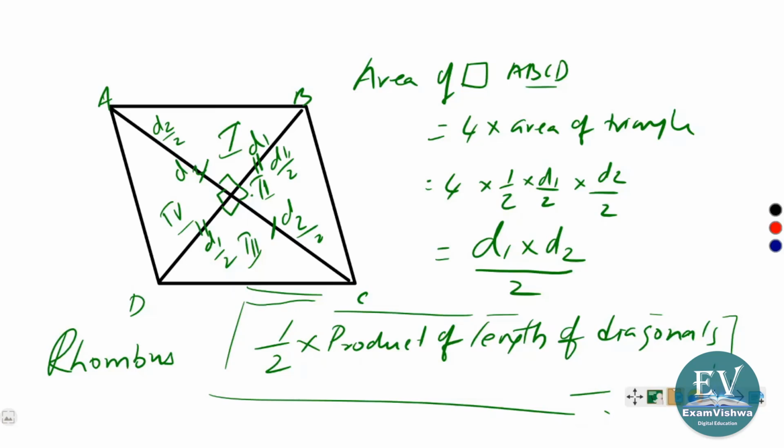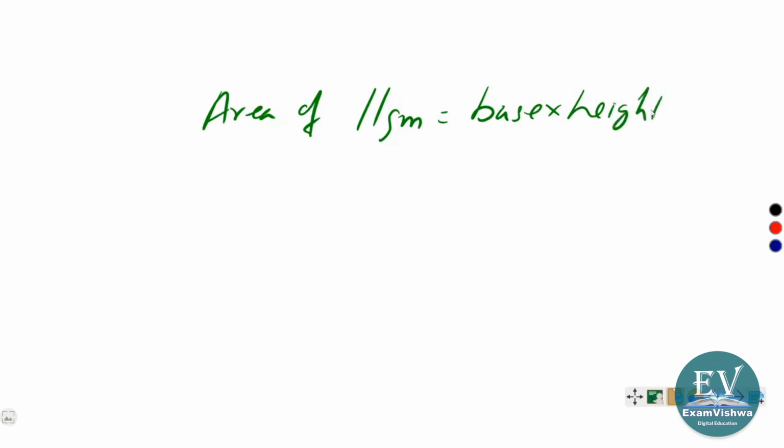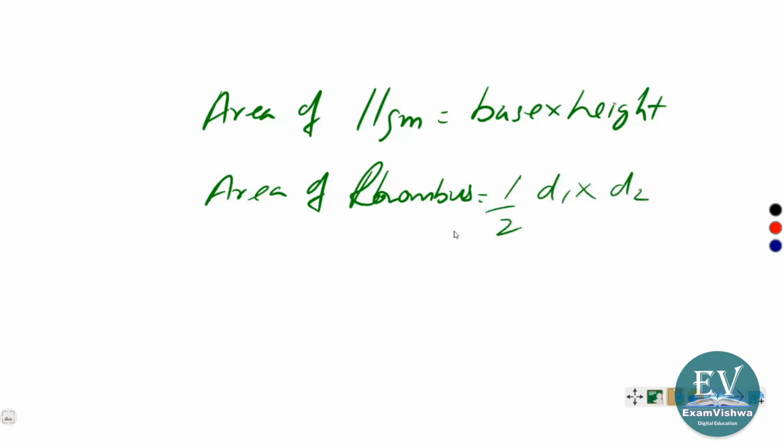So what you studied in this video is two things. One thing is the area of parallelogram is calculated by base into height, and the other thing, area of rhombus is calculated by the formula half into d1 into d2, where d1 and d2 are diagonals.